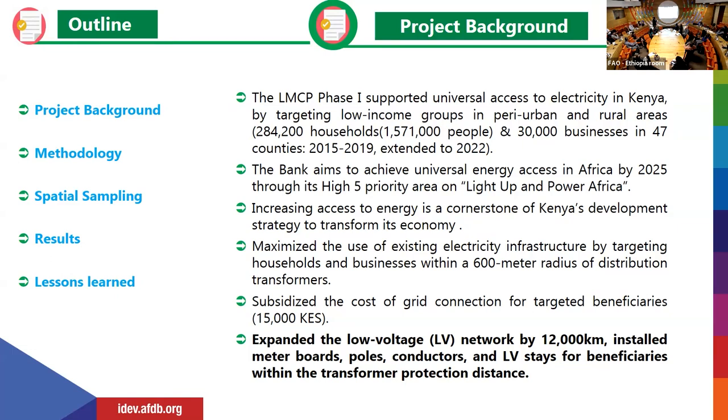It was actually meant to maximize the use of existing electricity infrastructure by targeting households within the 600 meter radius of distribution transformers. So the activities that were conducted by the project included expanded low voltage network by 12,000 kilometers, installed meter boards, poles, conductors, and LV stays for beneficiaries within the transformer protection distance. So those are the activities of the project.